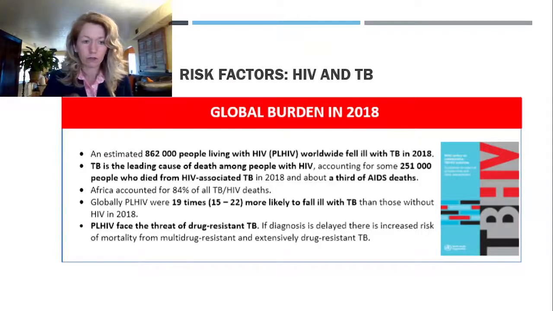And in this little infographic, you can see some of the information. An estimated 862,000 people living with HIV worldwide fell ill with TB in 2018. TB is the leading cause of death among people with HIV. HIV and tuberculosis are unfortunately a comorbidity.